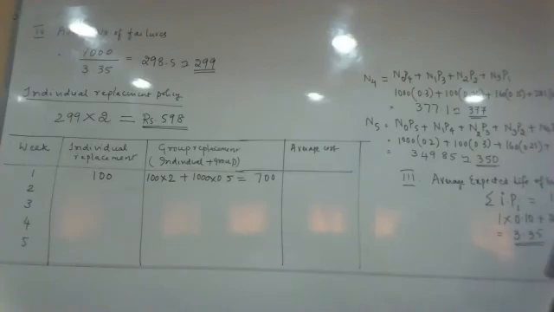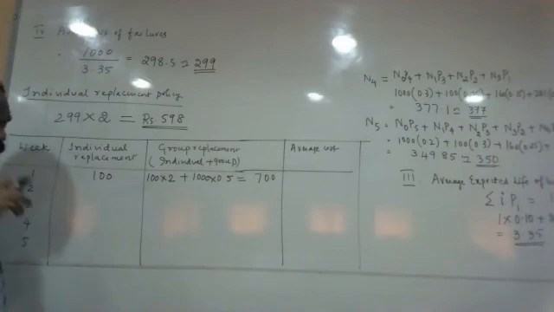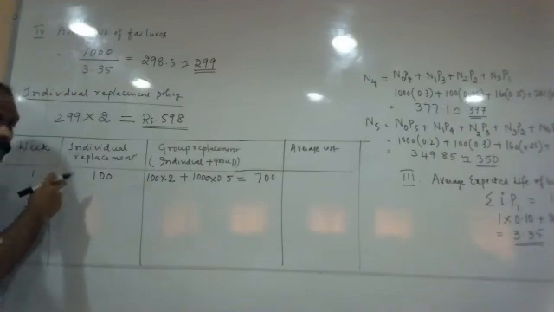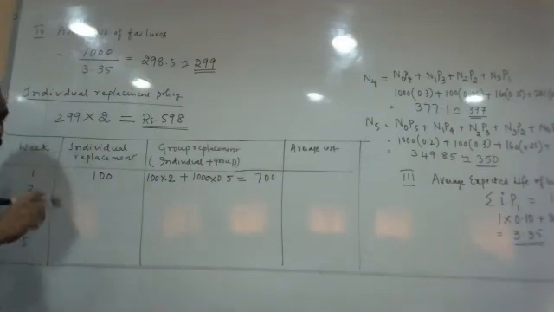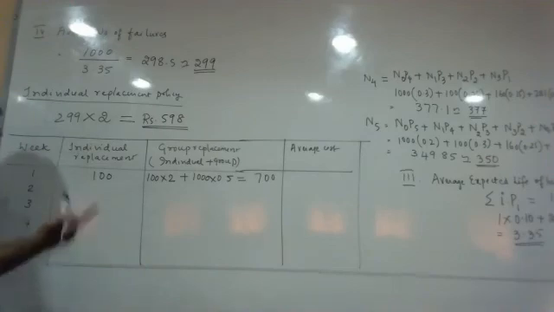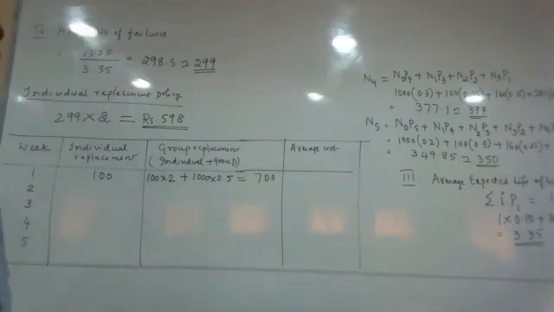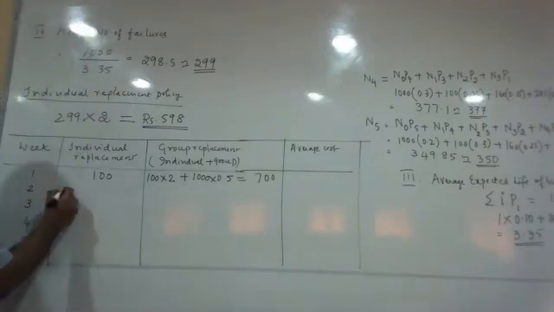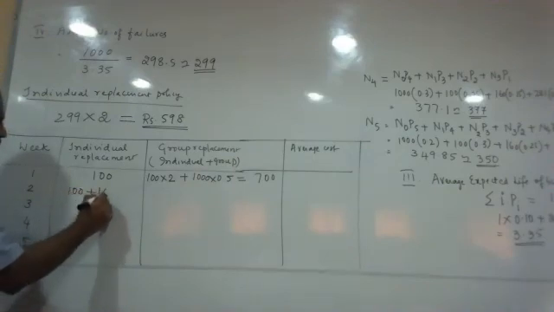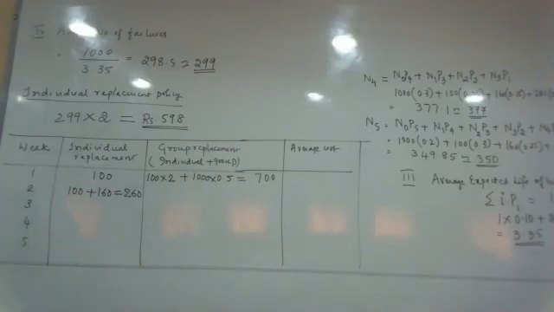Now I am supposed to go for the second value. How I write the second value is a very important step. When I am writing the second week individual, please understand, I should always write the cumulative value. The first week together with the second week should be written. In the first week there is 100. What is the number of bulbs failed at the end of the second week? 160. So I should write 100 plus 160, which will become 260.